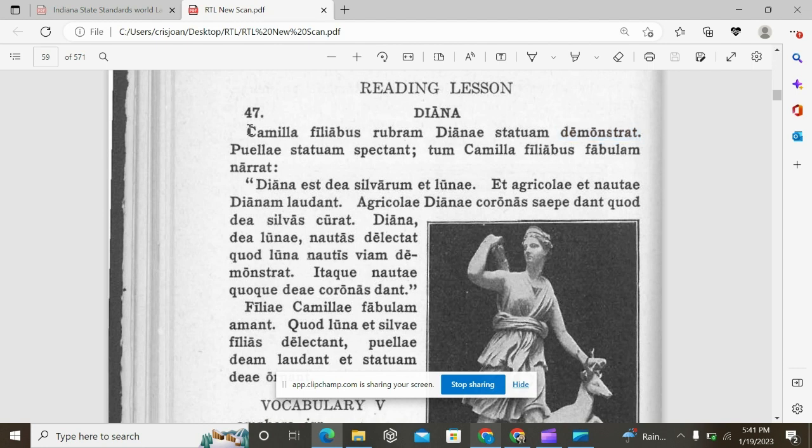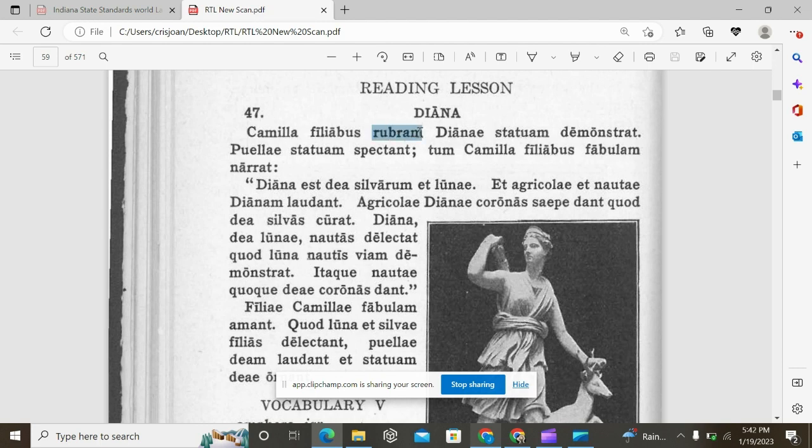So if we follow the writer's flow of thought, we have the doer first, and then a collection of nouns in the dative and accusative case in the middle, and then we have the verb at the end. So we can be sure that it is Camilla who is demonstrating something. Now, what is she demonstrating? Statuam. We know that she's demonstrating the statuam because statuam, of course, is in the accusative case. So that's the core of our sentence. Camilla demonstrat statuam. But what kind of statue is it?